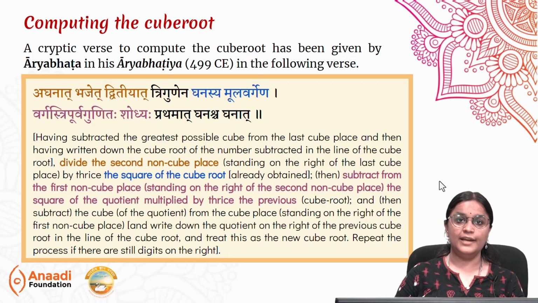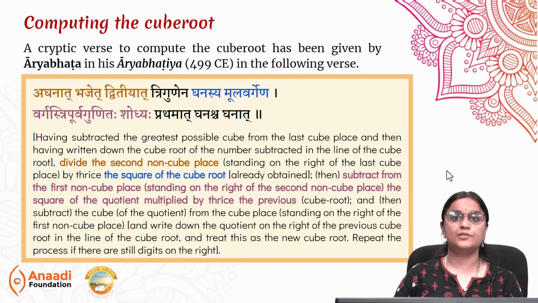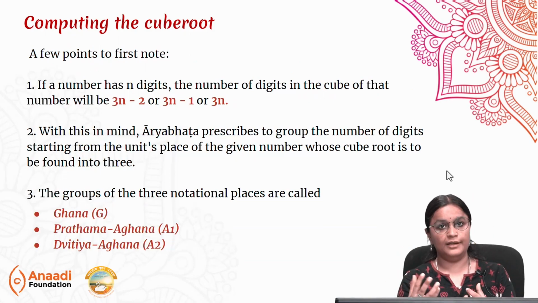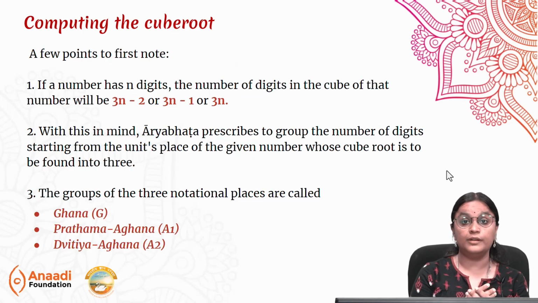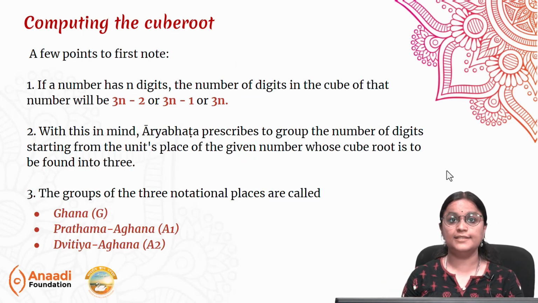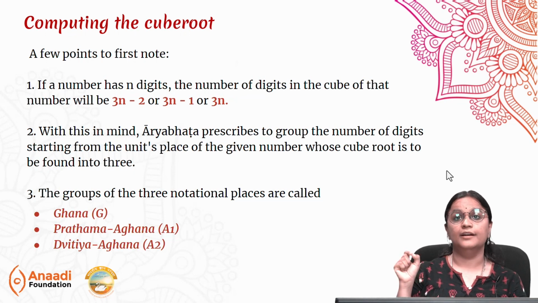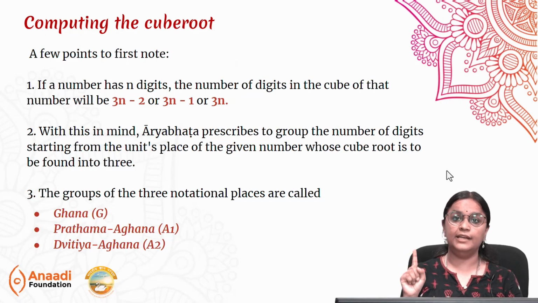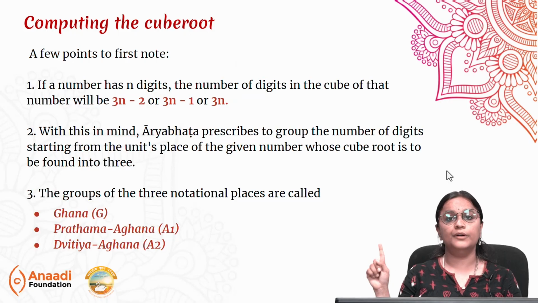Now, let us try understanding what method this particular verse is trying to explain. Before we start computing, there are some points we must note and some rules we must remember. First is, if a number has n digits, the number of digits in the cube which are possible for a single digit number will either be 1, 2 or 3.